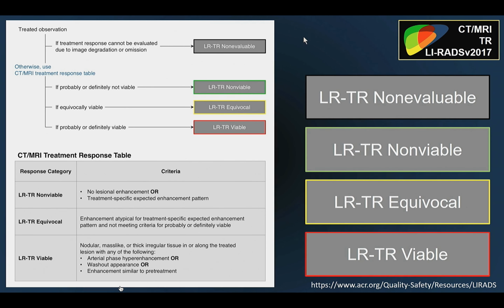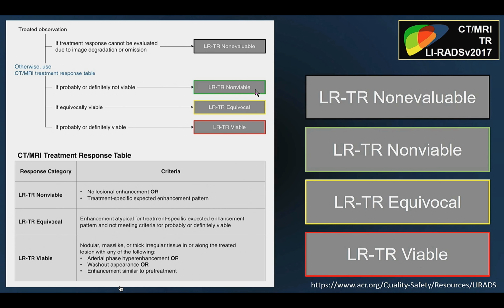So this is the treatment response algorithm for version 2017, and we've got basically 4 different categories here. If the treatment response cannot be evaluated due to image degradation or omission, you have this non-evaluable option available to you when you feel, I really don't know what's going on because something just didn't go right with the examination. And so that is an option that you can use when you don't feel the examination is adequate, and therefore maybe that person needs to get re-imaged or use a different type of modality better suited for that patient's characteristics. But if we feel we've got a good examination, we have these 3 categories available to us.